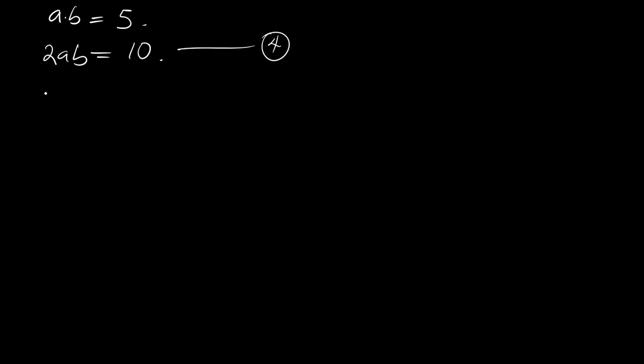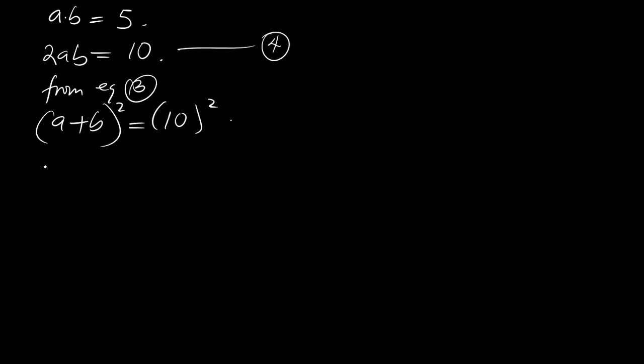Now from equation 3 we have a plus b equal to 10. So now squaring both sides of the equation, the left hand side is the same thing as a squared plus b squared plus 2ab equal to 10 to the power 2, which is 100.